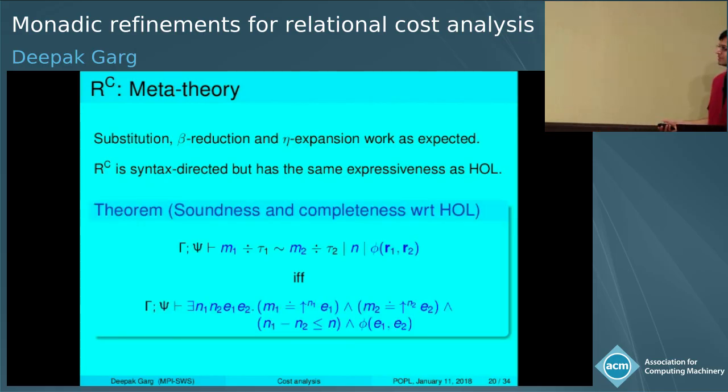Okay? And here is the theorem. There are actually two parts to this theorem. One is for the pure expressions. That's exactly the same as that for RHOL, which I showed you earlier. This is for the monadic expressions. And here basically what we say is that M1 and M2 have a post-condition phi and relative cost n if you can prove this inside HOL. And this is an if and only if. Okay, so it's sound and complete.